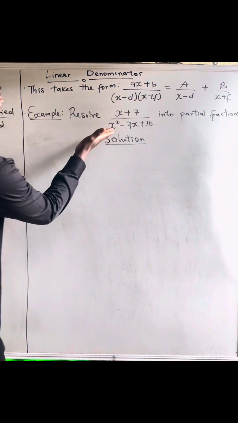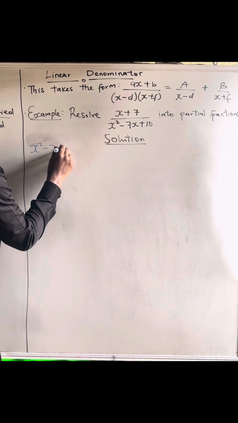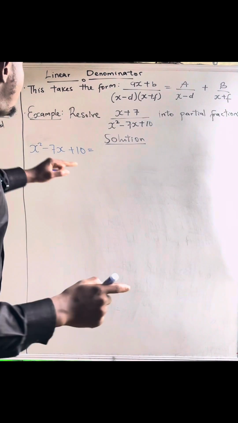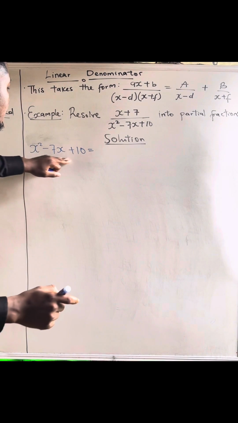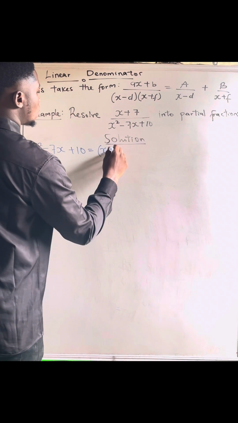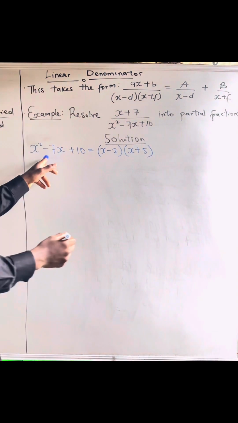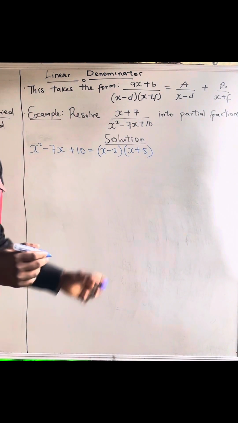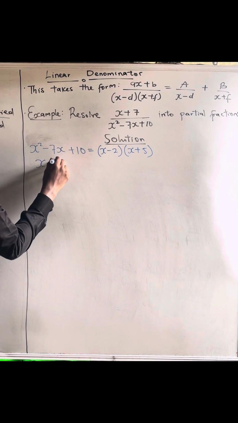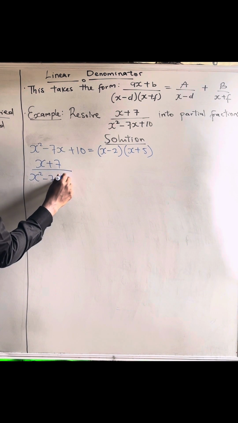You know the denominator here is x squared minus 7x plus 10, right? So if I should factorize this denominator, I'm going to get x minus 2, x minus 5. So this simply means that the question that I have, which is x plus 7 over x squared minus 7x plus 10.